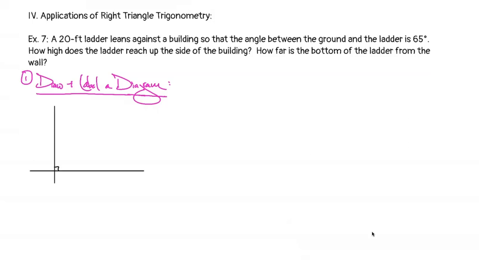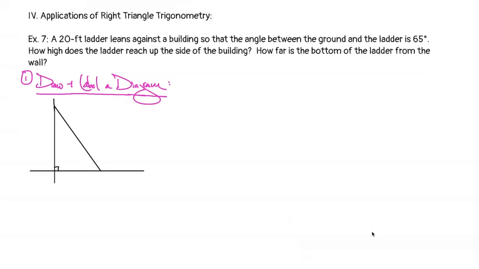And now we've got a ladder, and the ladder is leaning against the wall. And so it might look something like this, okay? So we have the ladder here. This is a diagram, but notice I said draw and label a diagram. I need us to interpret the information and then put it in the right places in the diagram, okay?